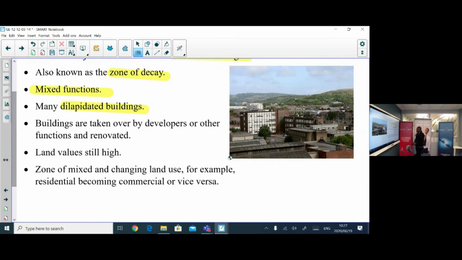Then we look at the following note, which is zone of mixed and changing land use. For example, residential becoming commercial or vice versa. So you might find that the area just outside the CBD was a residential area before, but because of its proximity to the CBD, some developers and investors are seeing the potential of turning those residential areas into commercial buildings. Then they make them maybe offices, or they create office space.